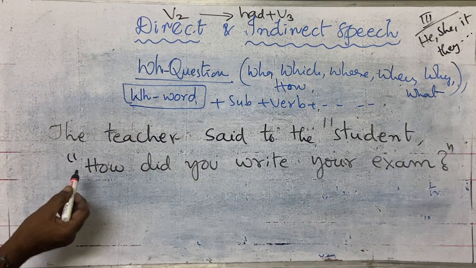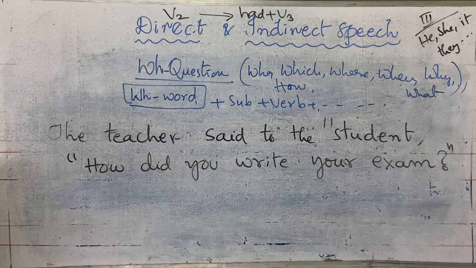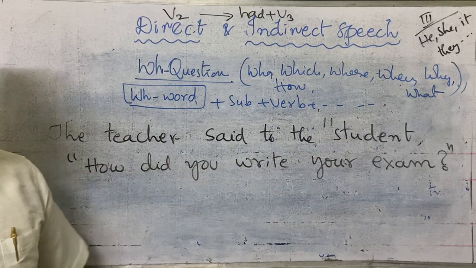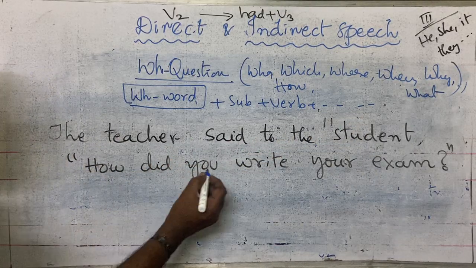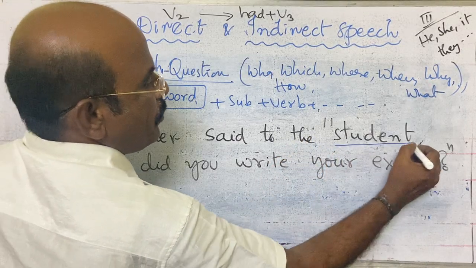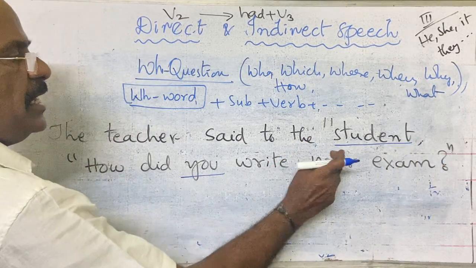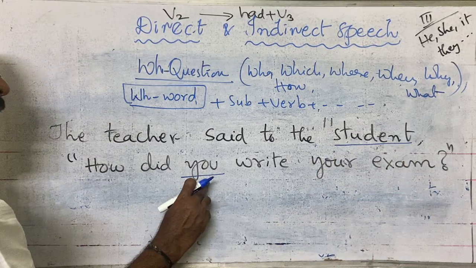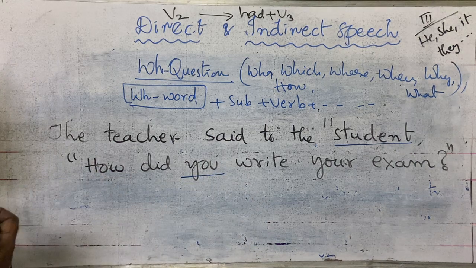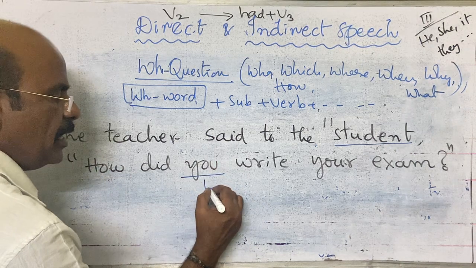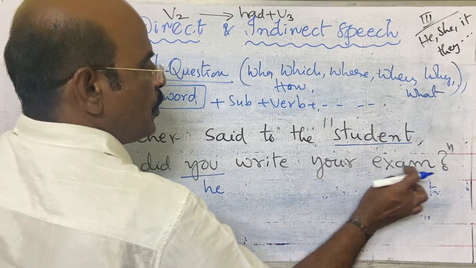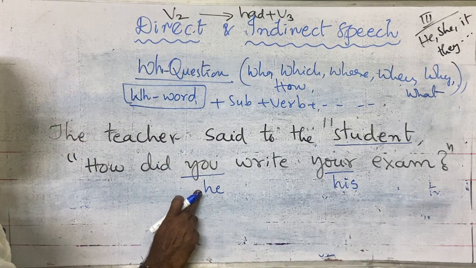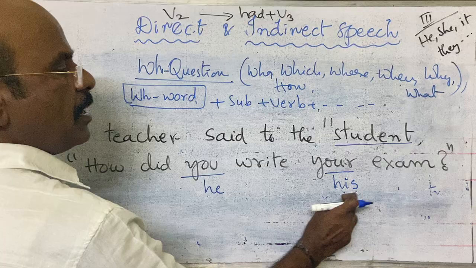Okay, now this "how" means a WH word only. Who is talking? The teacher. Who is before the teacher? The student. So "you" means the student. You don't know whether it is male or female, so you can take he or she. If you are taking he, your exam means his exam. If you want to take she, here her exam will come.